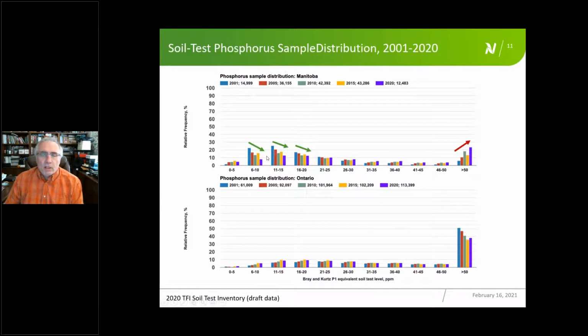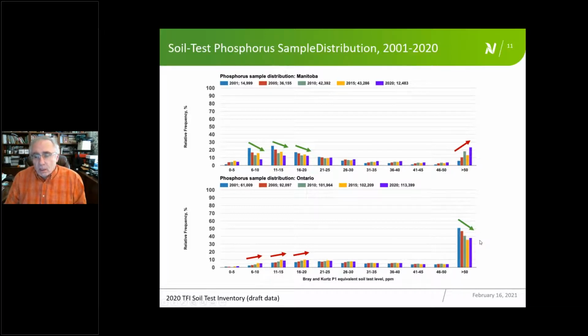Manitoba looks very much like Alberta. We're decreasing the number of samples that are in the deficient range, but yet again, we're increasing those that are excessive and of environmental concern. Ontario, interestingly enough, we're increasing the number of samples in the deficient range where we would be concerned about having enough phosphorus, but yet we're decreasing those soils that are excessive.